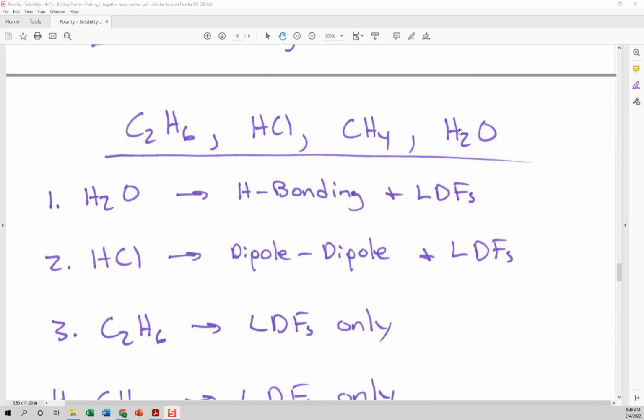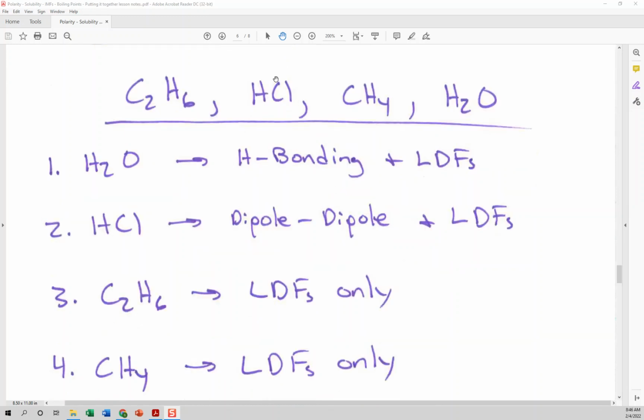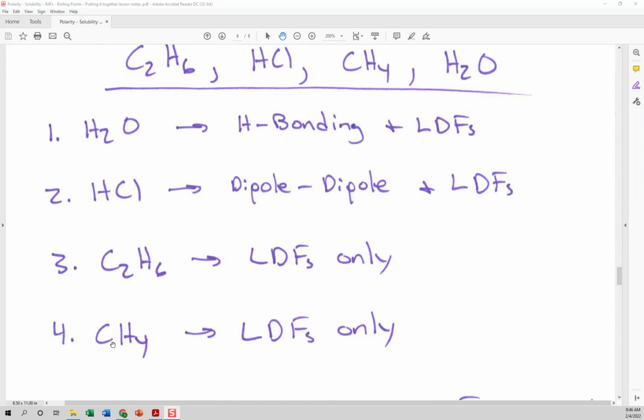And so what we would do is say, okay, well, water's polar and it has one of our special bonds, so its dipole-dipole interactions are really hydrogen bonding. So water has hydrogen bonding and London dispersion. HCl is polar, so it has dipole-dipole interactions and London dispersion forces. Ethane is just a hydrocarbon, so it only has London dispersion forces. And methane is a hydrocarbon, so it's nonpolar and only has London dispersion. So the expected outcome would be that water has the highest boiling point because it has the strongest IMFs listed, and ethane and methane would have the weakest, or the lowest, boiling points.